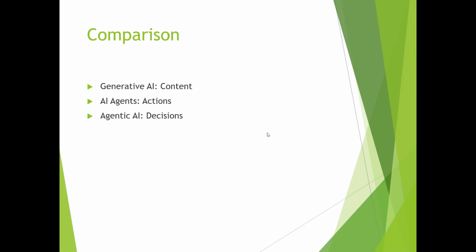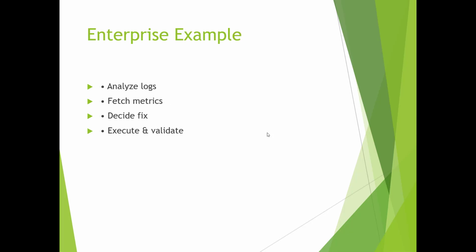Now comes the comparison part. As you can see, generative AI is based on content: prompts are given and the answer comes. That is generative AI. For AI agents, there has to be some action that the agent needs to perform to get the desired result. While agentic AI depends upon decisions based on goals or planning. So these are the basic comparisons between these three. I also have some examples where these are used: analyzing the log, fetching the metrics, deciding fixes, execution, and validation. All these are examples of all three.